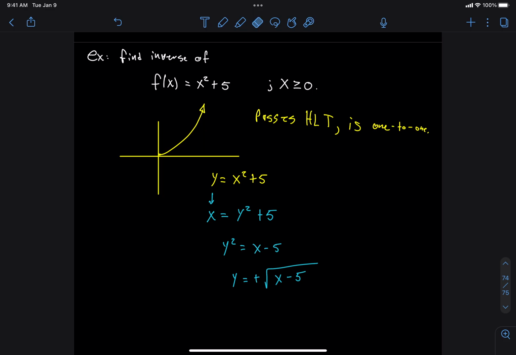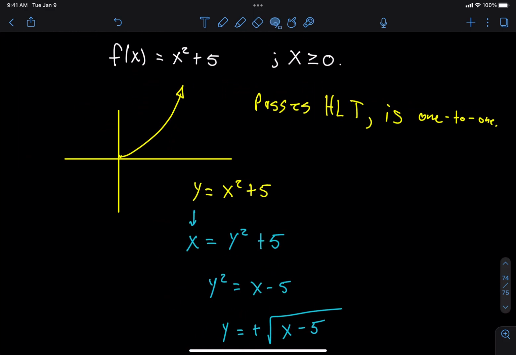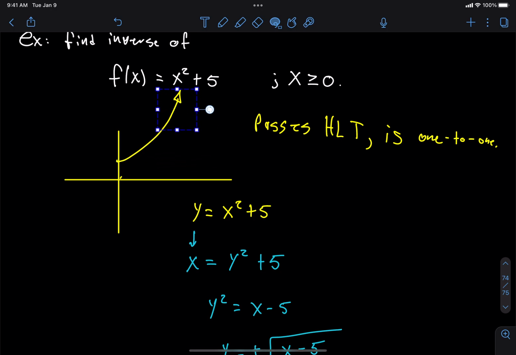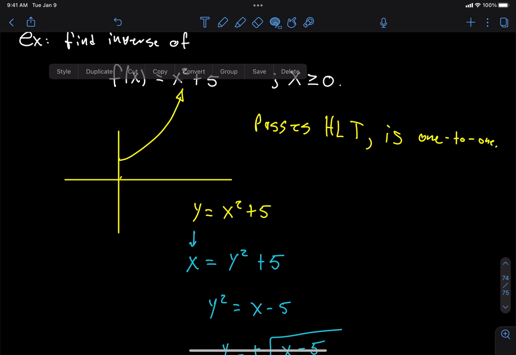Oh, that's why I was so confused why this graph doesn't look right. It's because it should look like that. Okay, that makes a lot more sense.